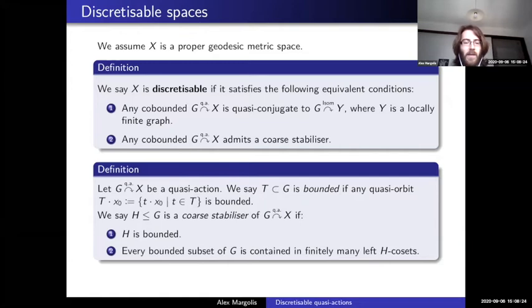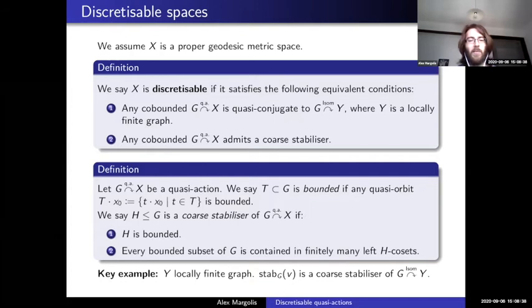So the first condition implies H can't be too big, and the second condition says H can't be too small. And in fact, the coarse stabilizer is unique up to commensurability. A key example is that if Y is a locally finite graph and we have an isometric action of a group on Y, then the stabilizer of a vertex is a coarse stabilizer of the action.